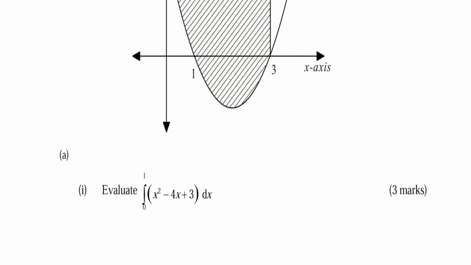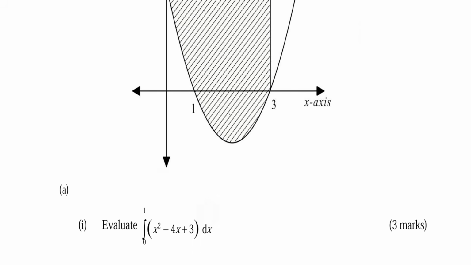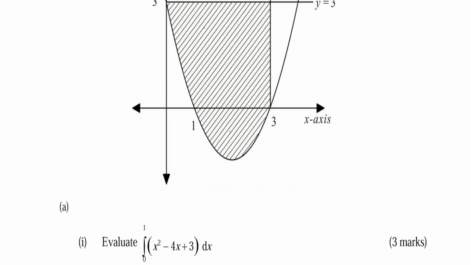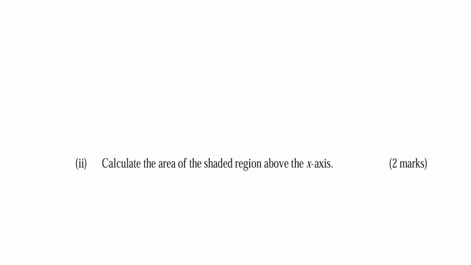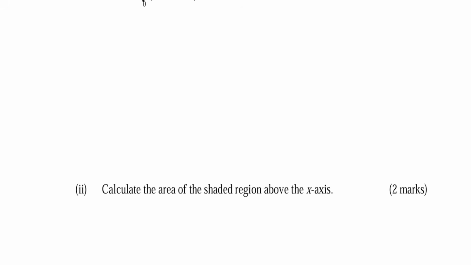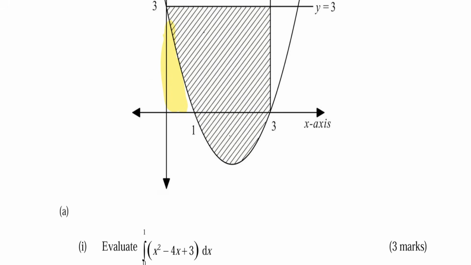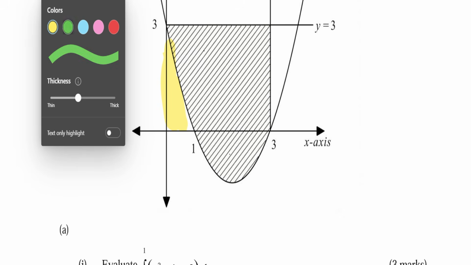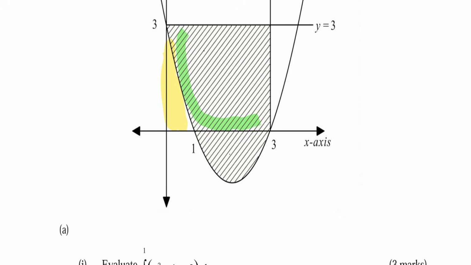Now, question A, Roman 1, evaluate the integral between 0 and 1 of x squared minus 4x plus 3. Okay, we need to evaluate that integral. Whatever answer you get for the first question, you'll just be getting the area of this region, which is here. So hopefully that is understandable. For the other one, Roman 2, calculate the area of the shaded region above the x-axis. Above the x-axis, which is this one here, this whole thing.